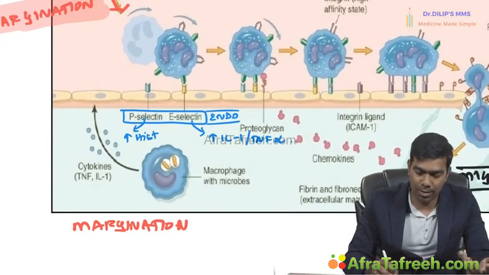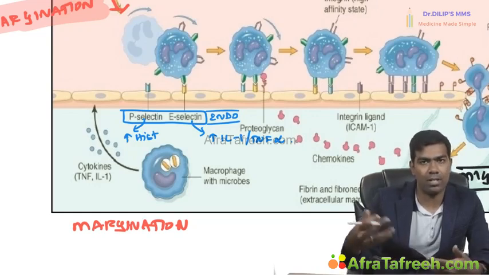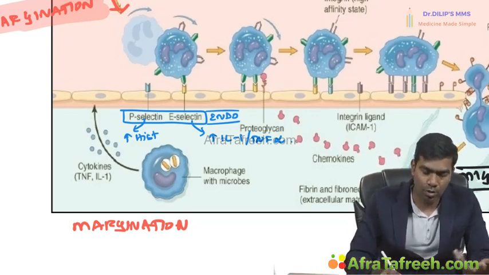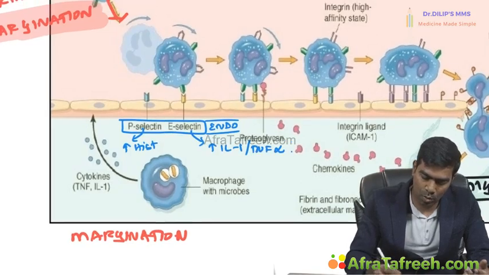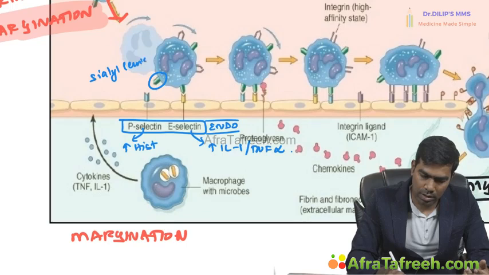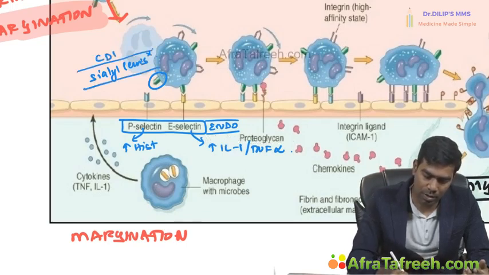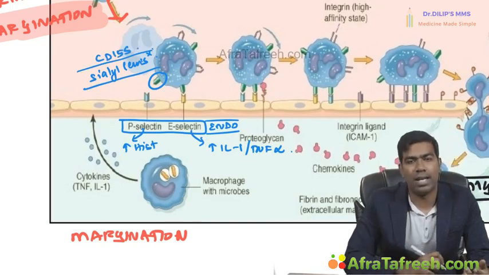Once they increase the expression of these molecules, there should be associated ligands binding on the neutrophil side, isn't it? The ligand for P-selectin and E-selectin expressed on the neutrophil side, the most important one, is something called sialyl Lewis X. Sialyl Lewis X is otherwise referred to as CD15S. That is the one that is going to bind with the P-selectin and the E-selectin.